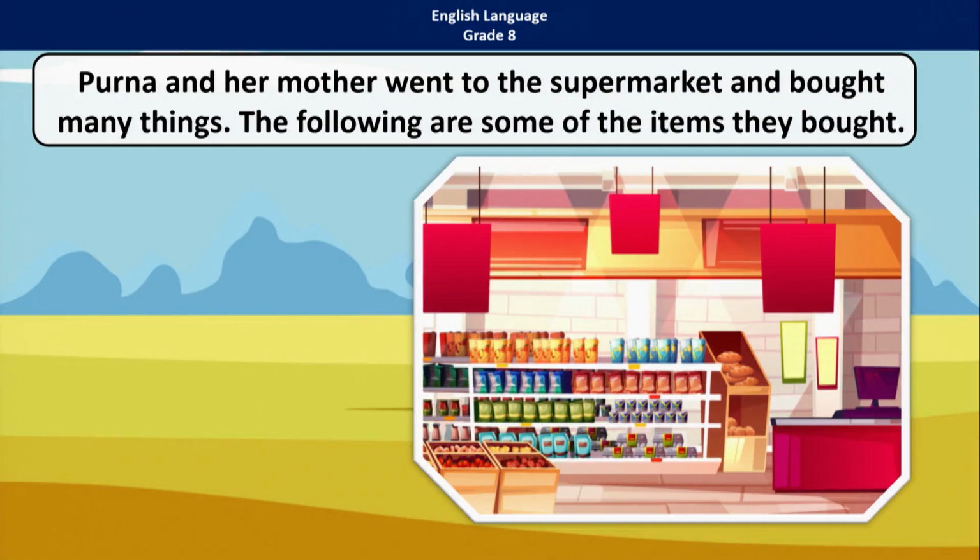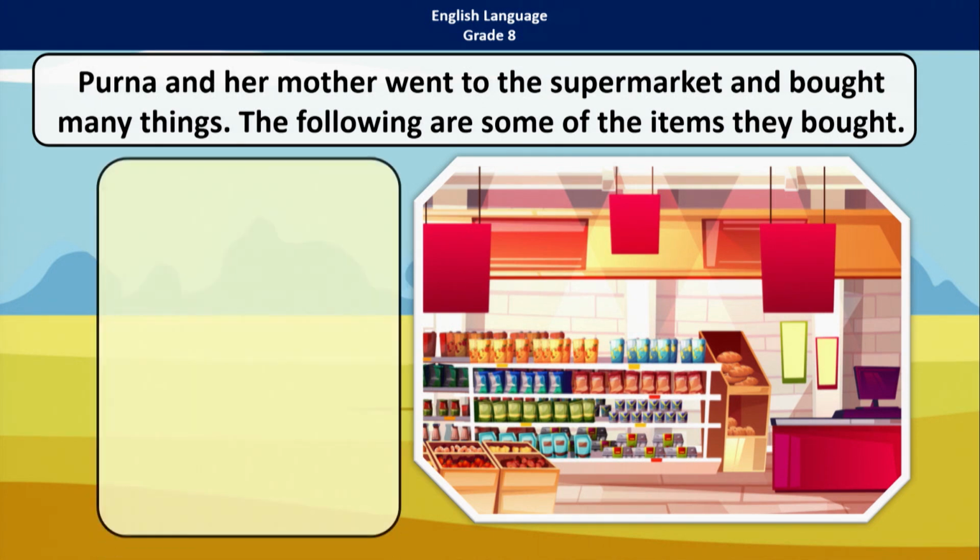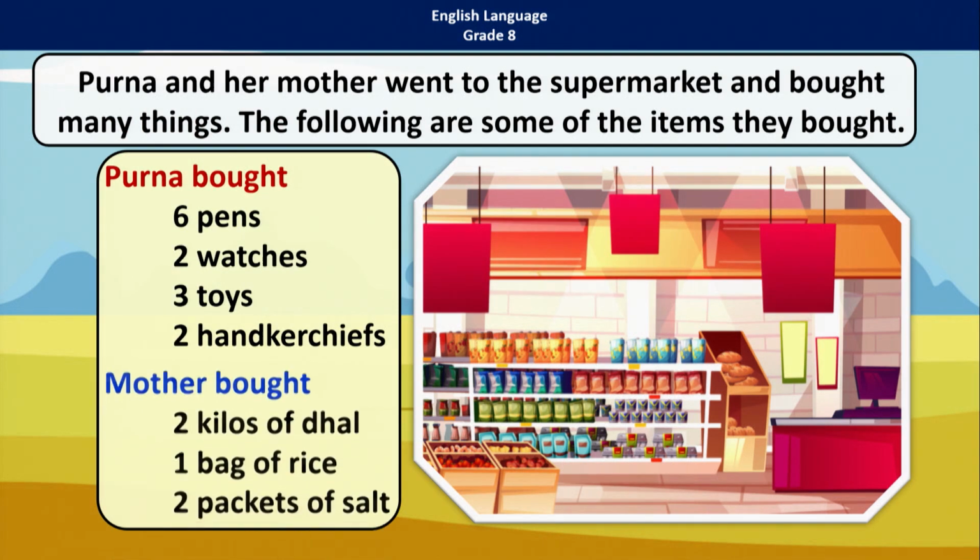Here, Purna and her mother went to the supermarket and bought many things. The following are some of the items they bought. Miss Suchitra will read you what they have bought. That is right. So, Purna bought 6 pens, 6 watches, 3 toys, 2 handkerchiefs. Mother bought 2 kilos of dal, 1 bag of rice, 2 packets of salt.